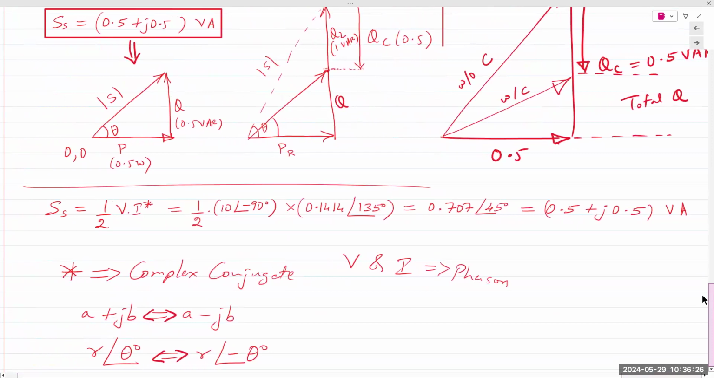Okay. Power triangles, questions. Does it make more sense now? Lab 8. Unfortunately, it is what it is, you know. Any other questions?